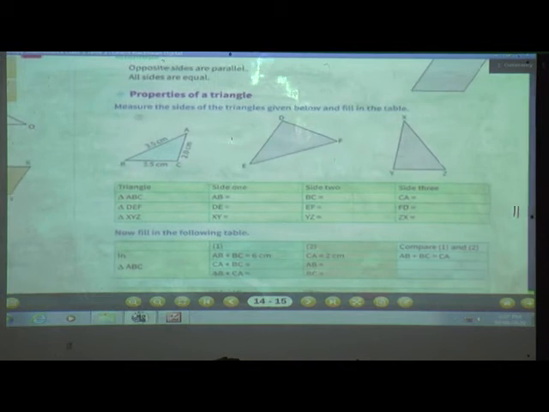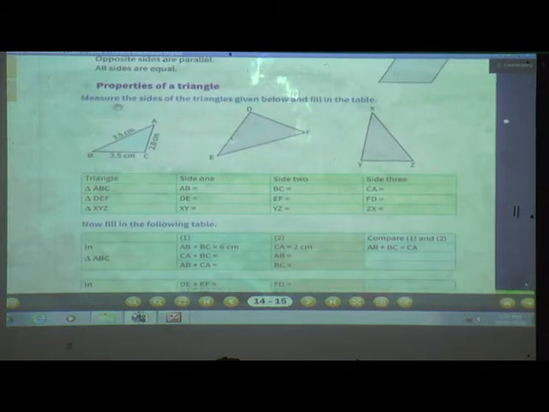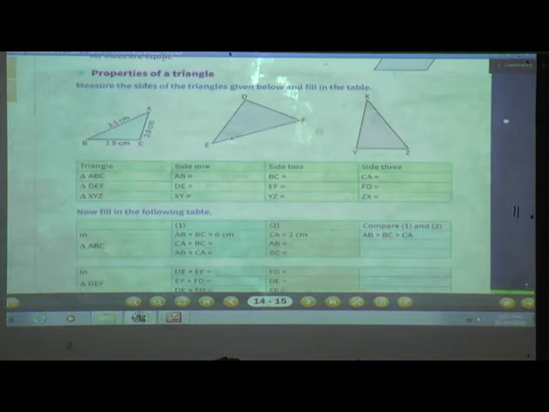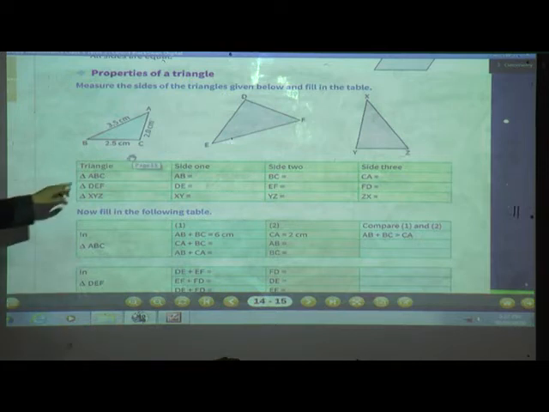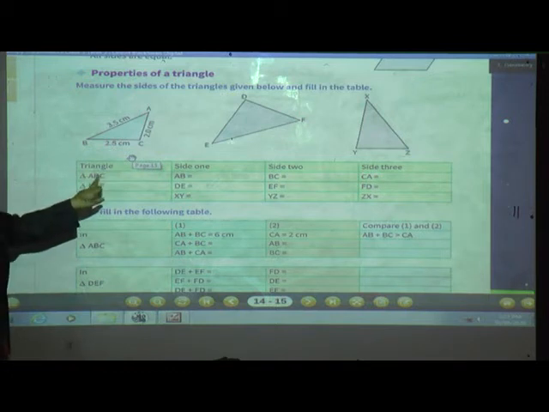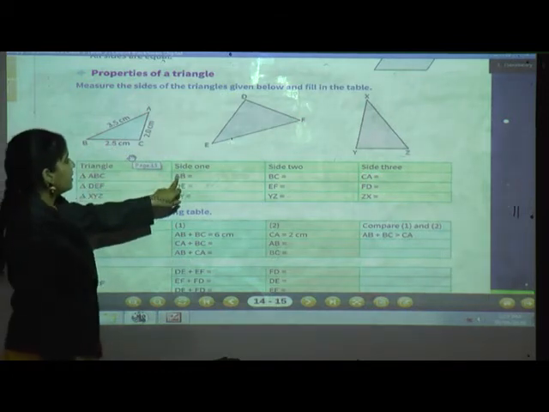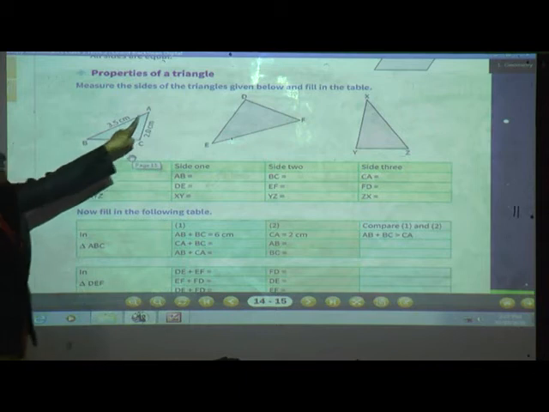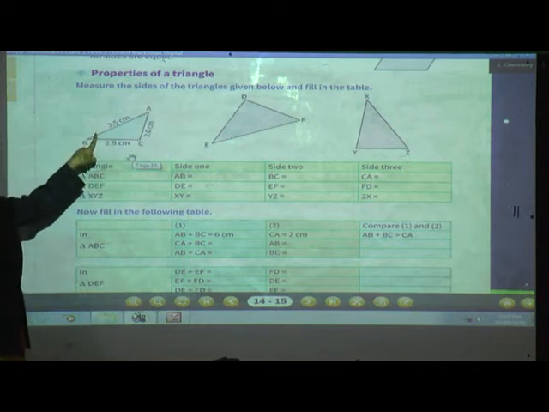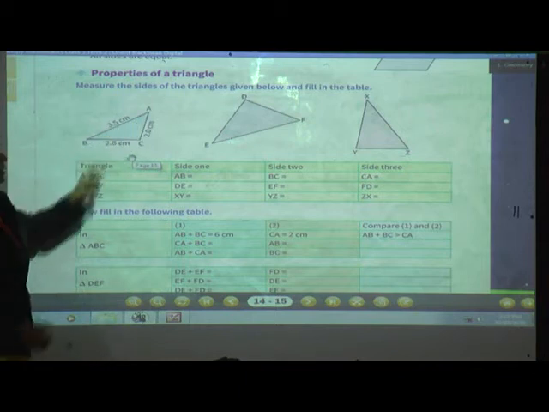See, here they have given one question. Measure the sides of the triangles given below and fill in the table. Here they have given already a triangle ABC. See, here is one table. Triangle ABC, side 1, AB. What is the measure of side AB?